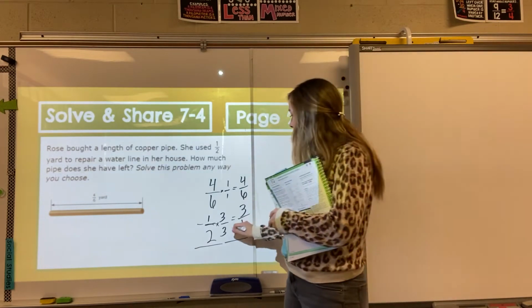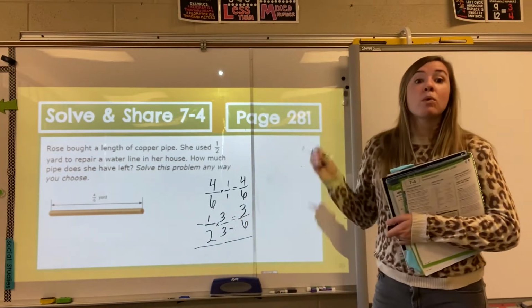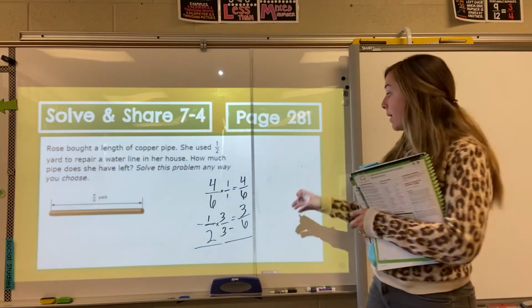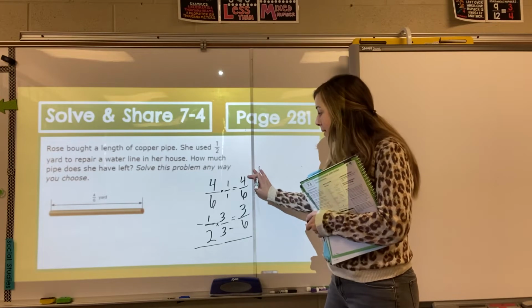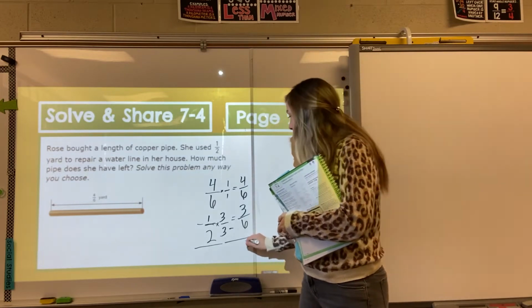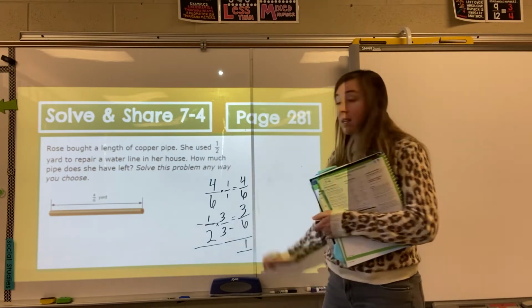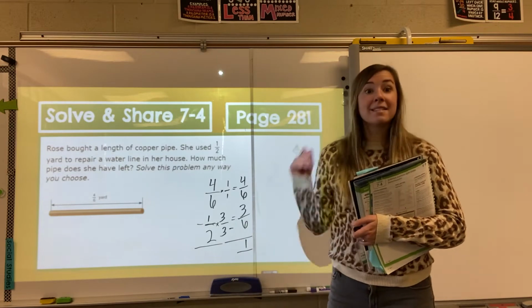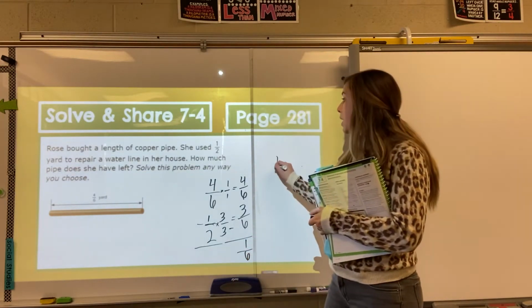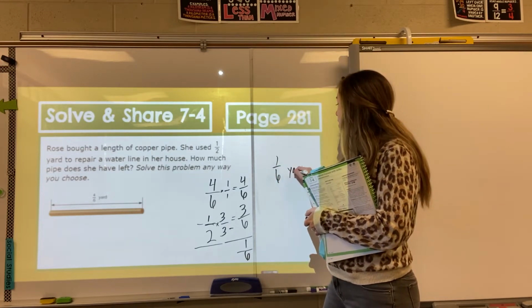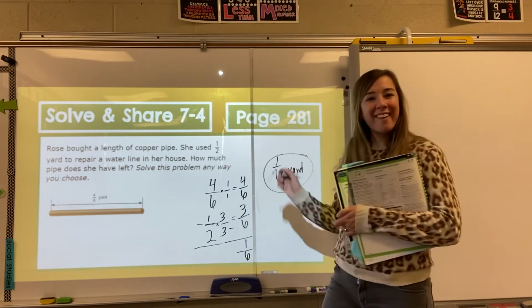So it checks out. All right, but now we have to remember we are subtracting today. We are taking away. She used up this part of it, so I need to subtract. So I subtract my numerator. 4 take away 3 is 1. Now my denominator, when we're subtracting and adding, stays the same after you find that common denominator. So 1/6 yard is what she has left.